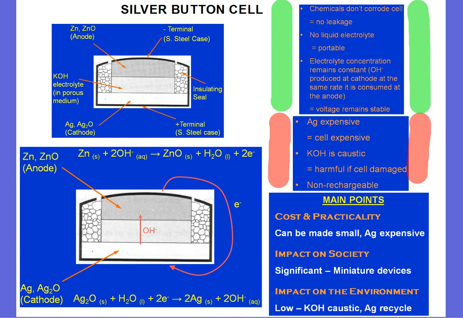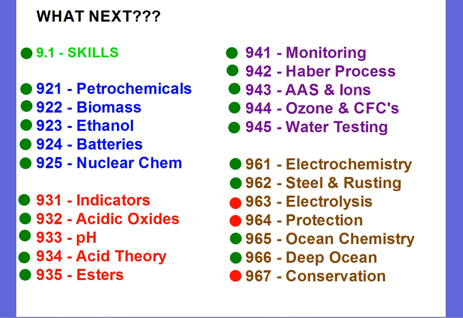Same thing for the silver button cell. You need a general idea of the structure. You do need to know the 2 half equations. You need to know the good points about it, which relate to the 2 half equations, particularly the fact that hydroxide ions are consumed and produced at the same rate, therefore there's no drop in electrolyte, therefore the voltage stays constant. It does have some negative sides, and the main points as far as the syllabus is concerned are there. And so that is the end of 9.2.4.